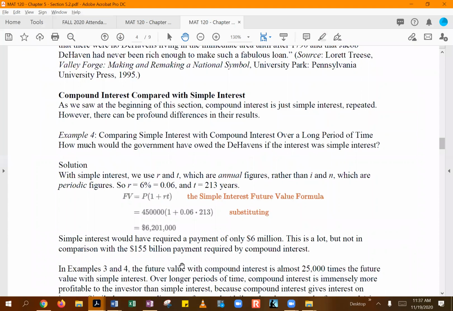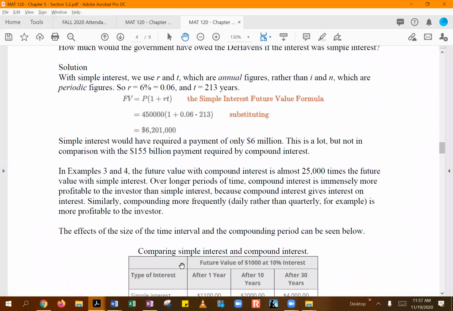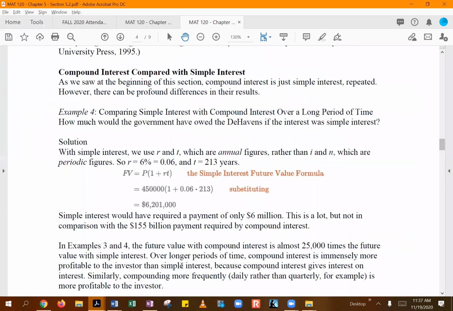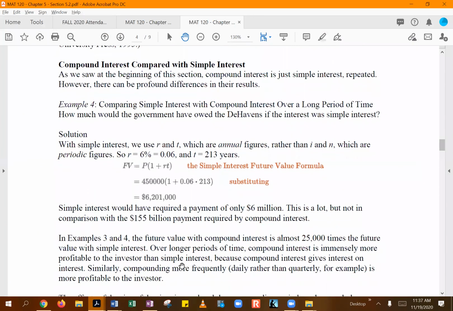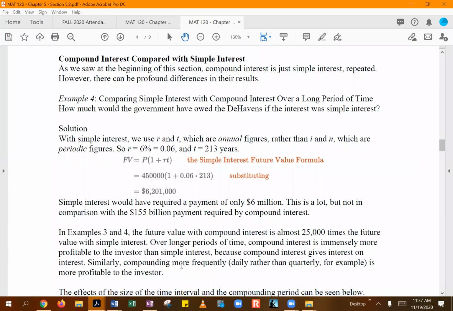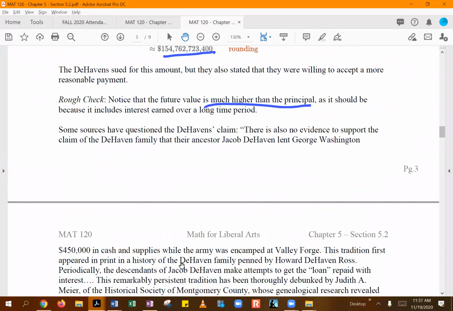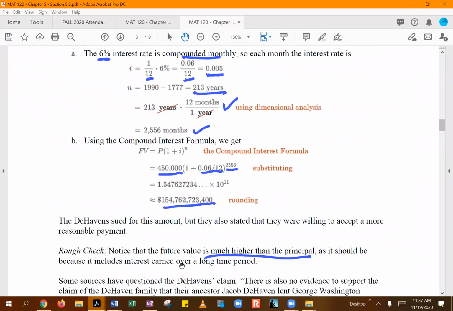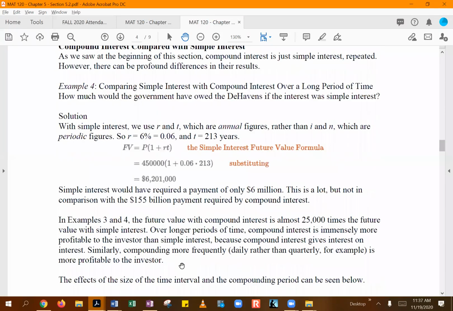Okay, so this next part over here in your handout is actually just talking about comparing simple interest with compound interest. So if you look at example 4 over here, they're saying how much would the government have owed the D havens if the interest rate was simple interest. So instead of doing compounded monthly like they're talking about here, what if we just did simple interest?